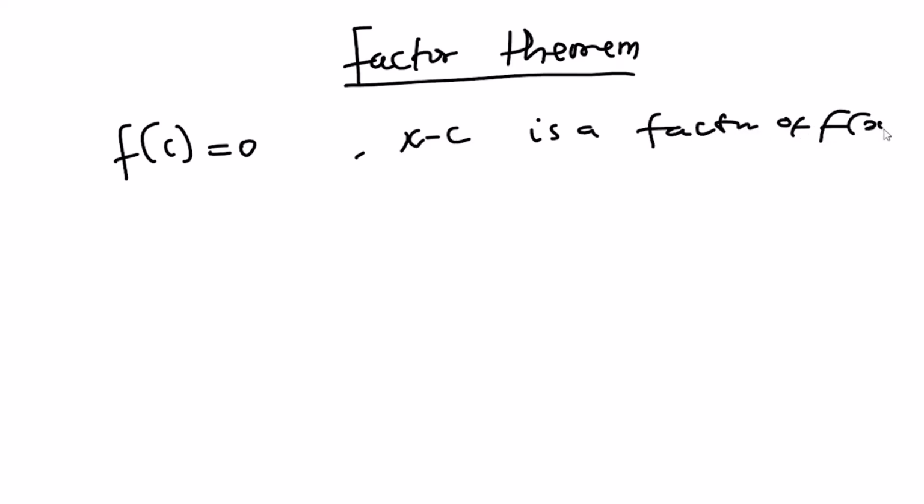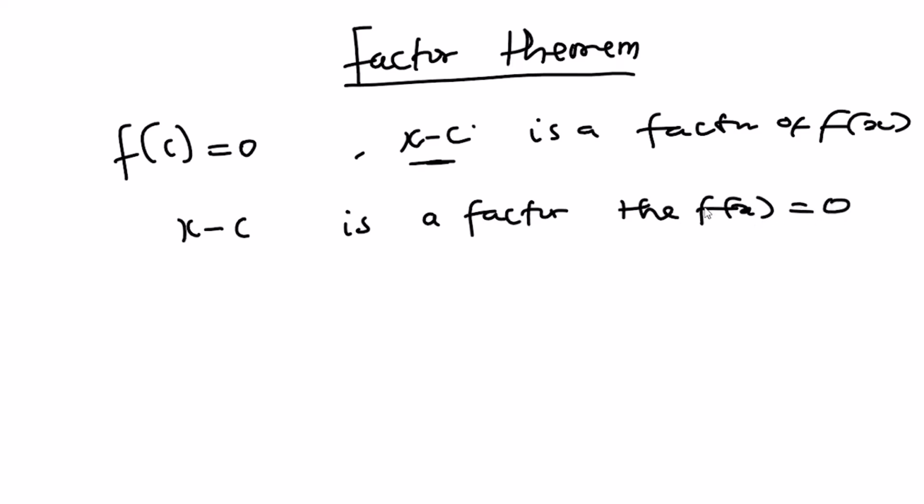of f of x. Yes, so if you put this c into it, then you are getting 0. It means that x minus c is a factor of that polynomial. And the reverse is true too. If x minus c is a factor, then f of x is equal to 0. That's the reverse. So the first one, if you have f of c being equal to 0, then x minus c is a factor. Also, if x minus c is a factor, then f of x is equal to 0.